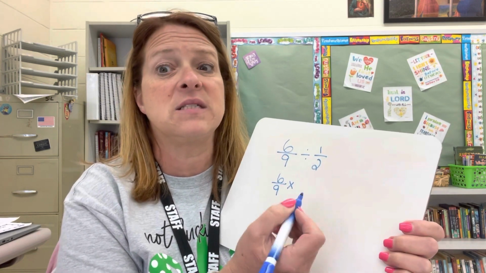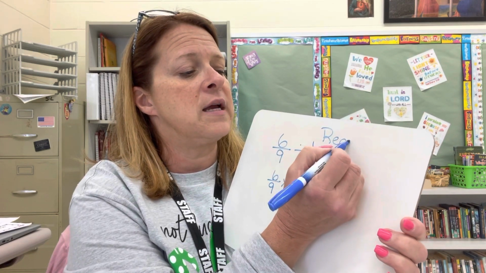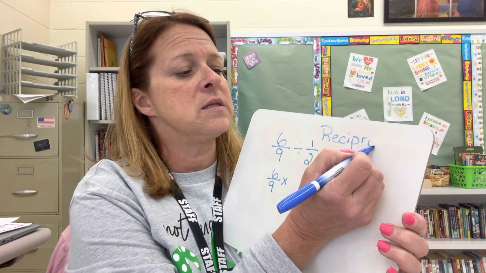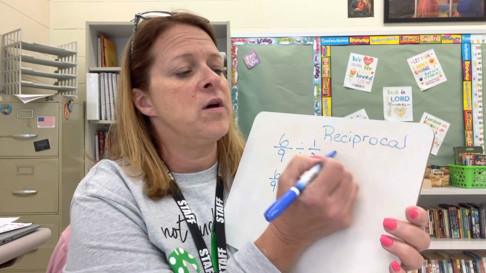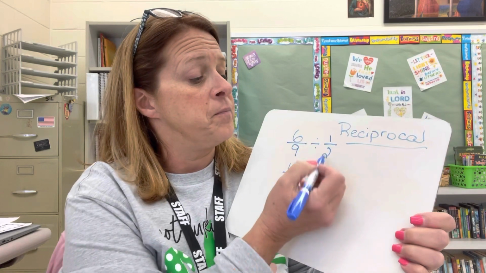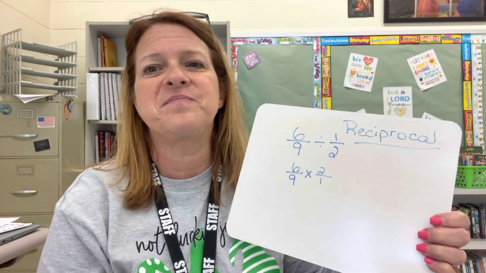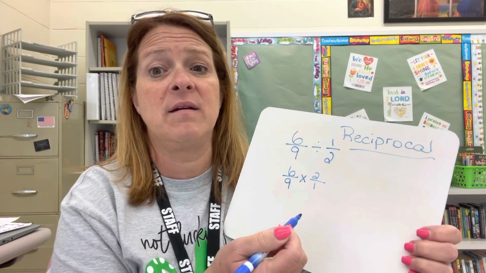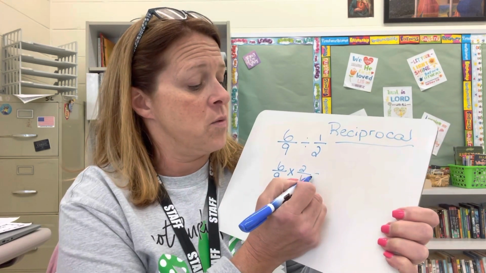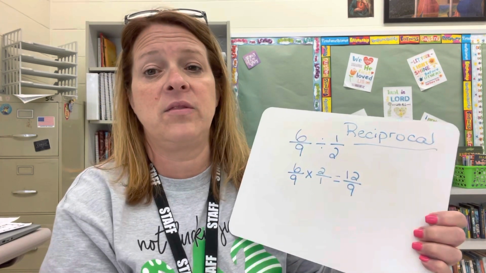6/9 divided by 1/2 is not the same as 6/9 times 1/2. So I need to find my reciprocal. Remember, the reciprocal of a number is just that number flipped around. The reciprocal of 1/2 is 2/1. Now I can multiply 6/9 times 2/1, and that equals 12/9.